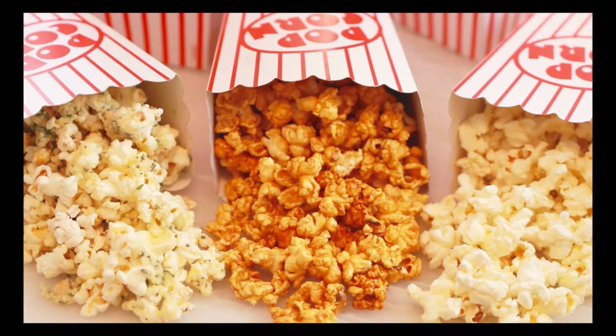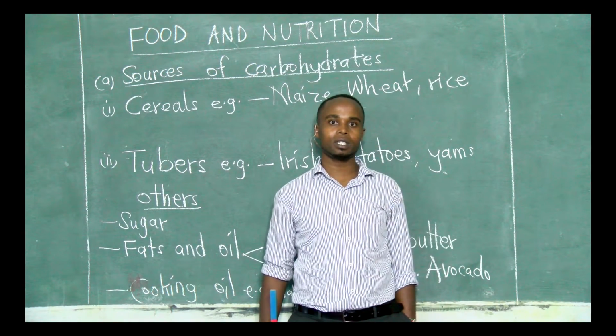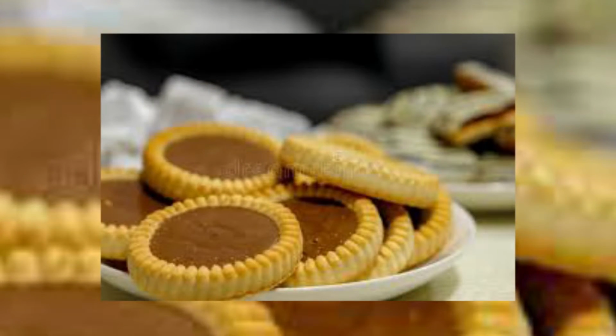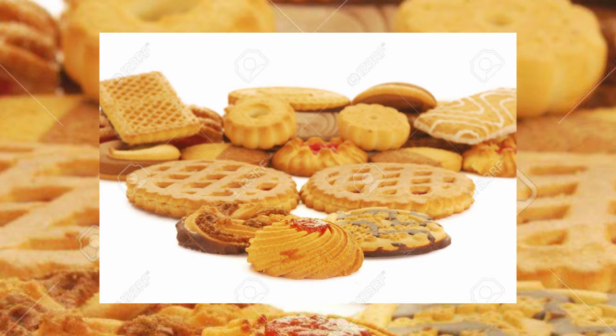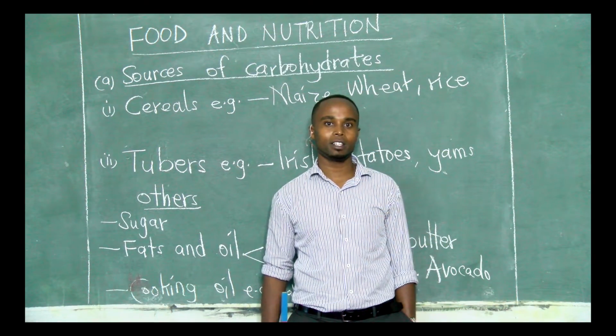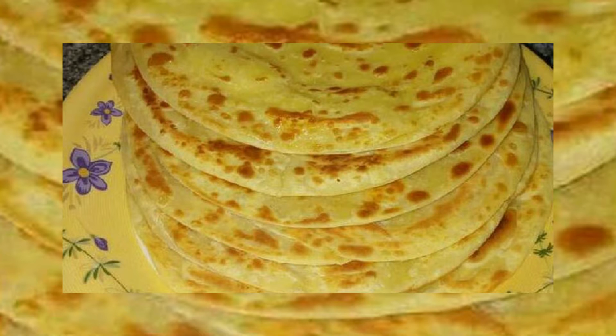Yes, that is another one. When you eat popcorn, you get carbohydrates. Anything from maize. You also have another example of cereal, like wheat. Some of the products from wheat are things like biscuits. Yes, those are biscuits. We also have my favorite, chapatis. Those chapatis will give you carbohydrates.